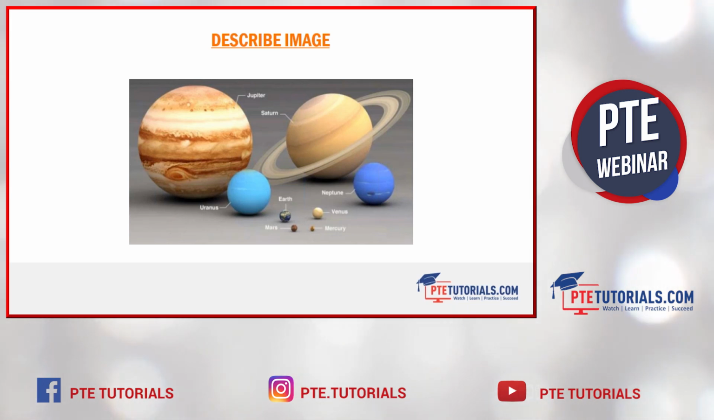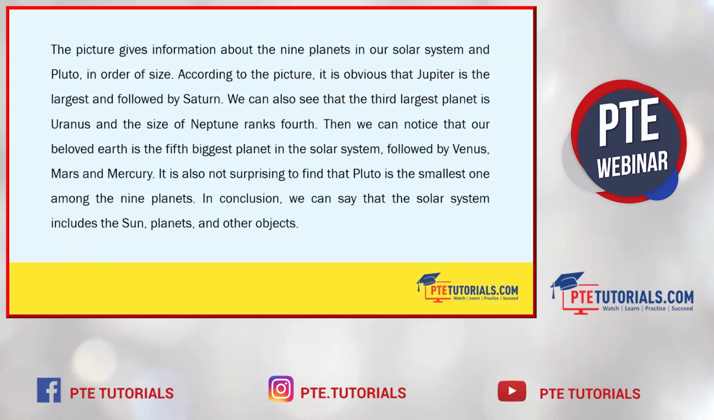Check the sample answer. The picture gives information about the 9 planets in our solar system and Pluto in order to size. According to the picture, it is obvious that Jupiter is the largest and followed by Saturn. We can also see that the third largest planet is Uranus and the size of Neptune ranks fourth.